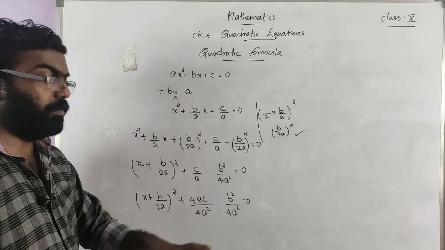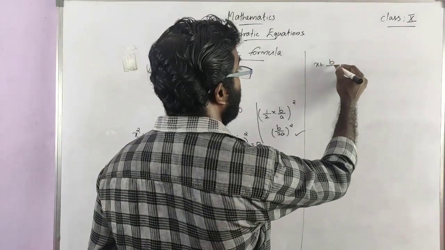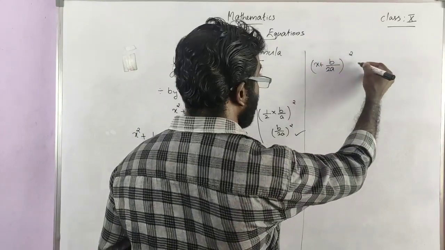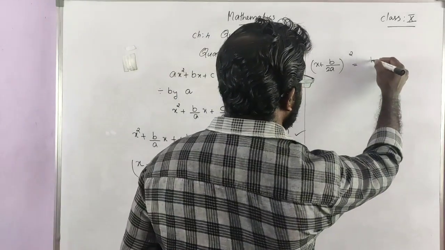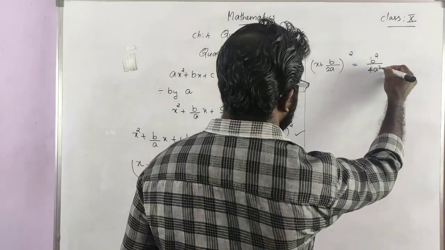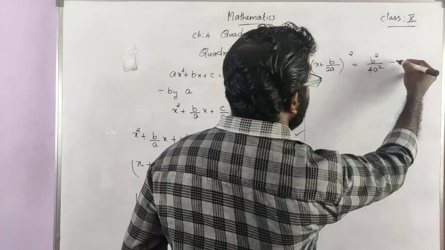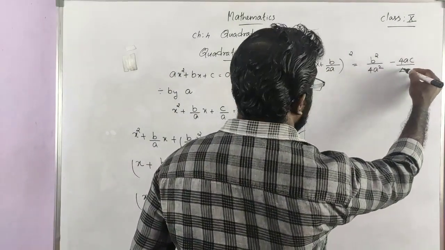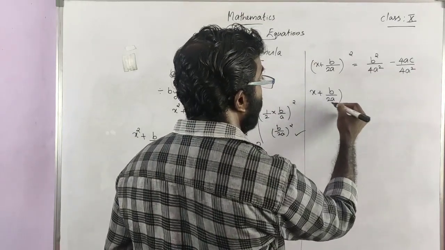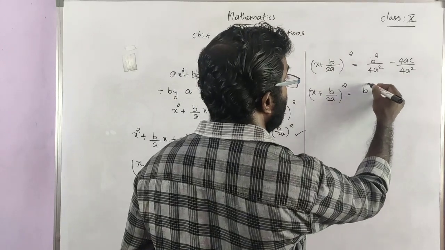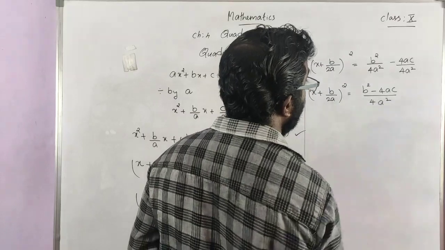Now we can take this term to the right side and we get x plus b by 2a the whole square is equal to, when we take this term to the right side it becomes plus, so b square by 4a square, then this term 4ac by 4a square, that is minus 4ac divided by 4a square. Or we can write x plus b by 2a the whole square is equal to b square minus 4ac divided by 4a square.